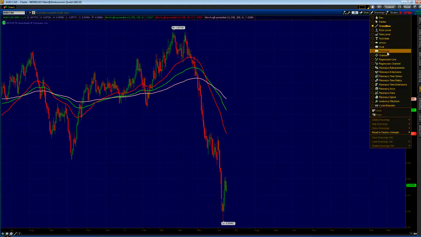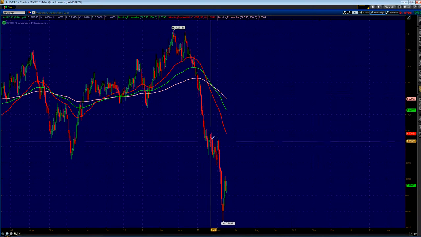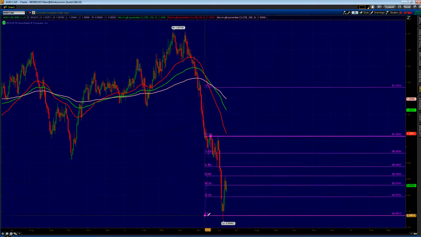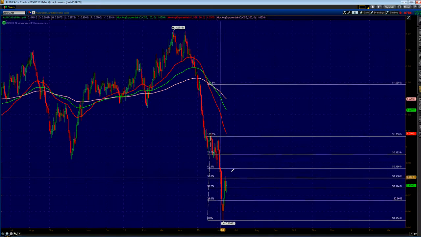So we're going to look at a fib level from this brief rally to the lows. You can see we are testing a major 50% fib. We have pulled back from it twice now. We need to get over that fib if we're going to continue this move higher. For right now, there's a definite possibility that Aussie CAD could resume its downtrend if we cannot get back above 98.05 and put in a fairly convincing daily close above that level.